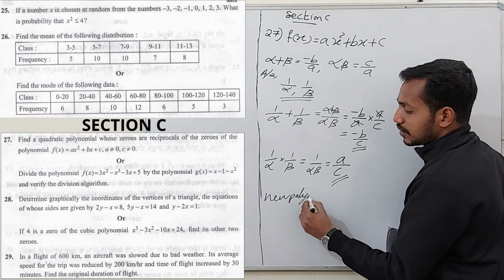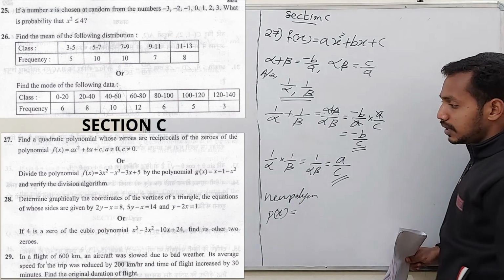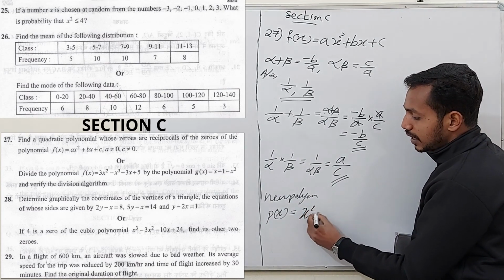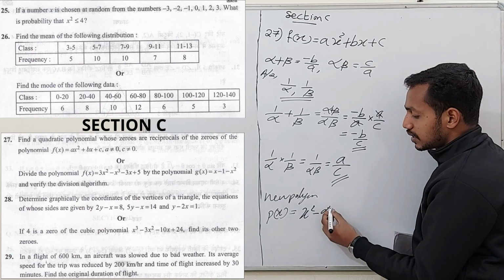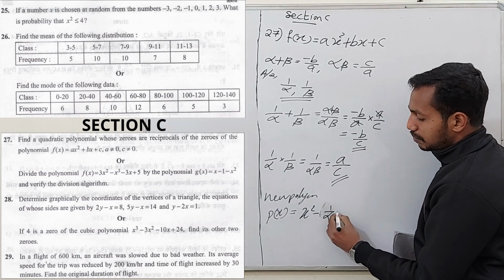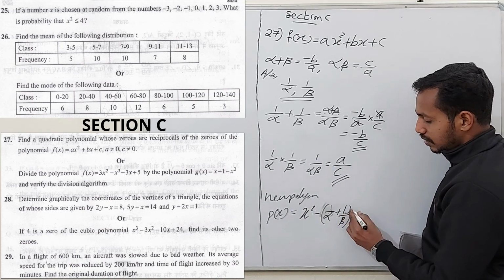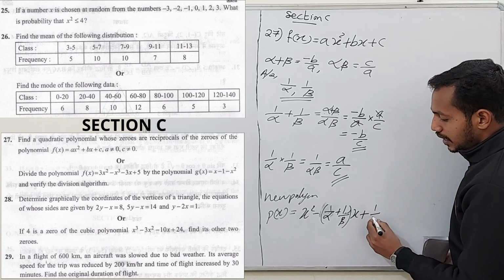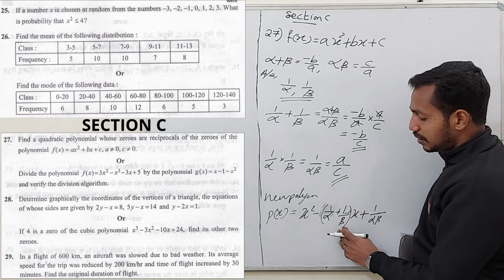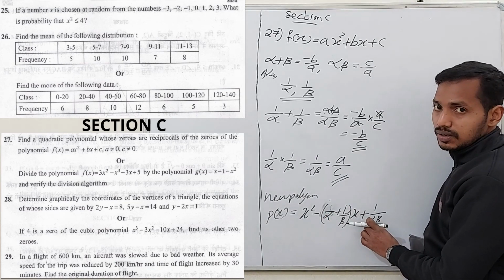will become, we can call it p of x. The new polynomial p of x will be, what is the general form we have learned, x square minus the sum of the zeros of the polynomial, that is 1 by alpha plus 1 by beta, into x, plus 1 by alpha into beta. Clear? Why is this 1 by alpha into beta? Because it is the sum of the zeros into x plus the product of the zeros.